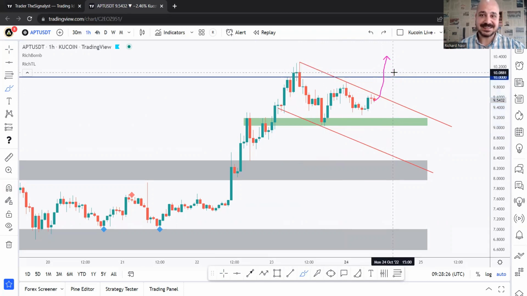So, as I always say, trading is reactive and not predictive. So don't try to catch the exact top and bottom. Wait for the market to make the first move and then react accordingly.